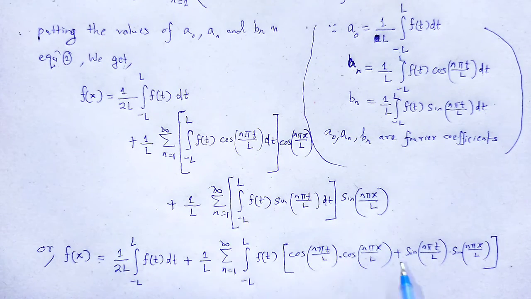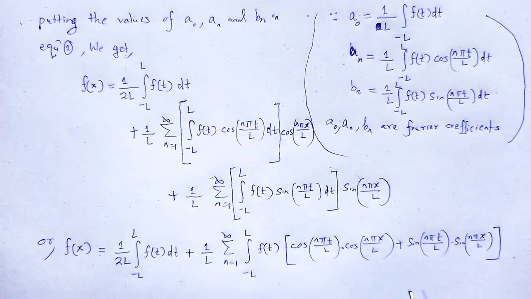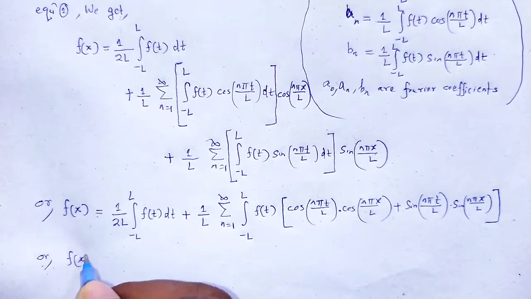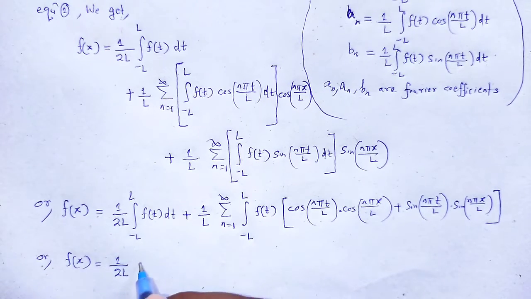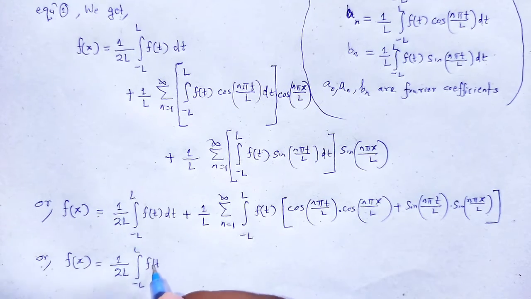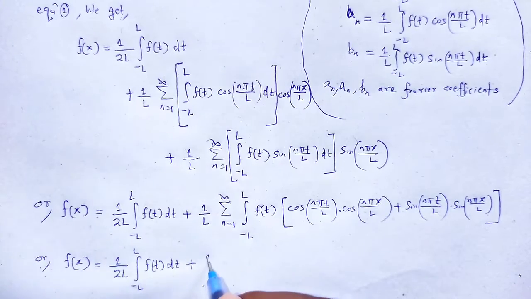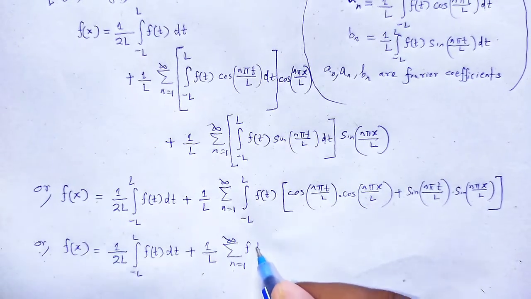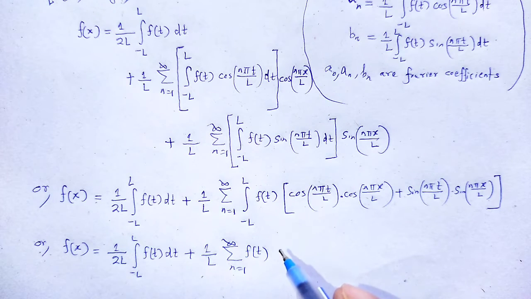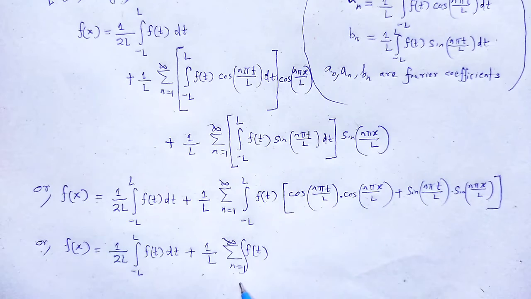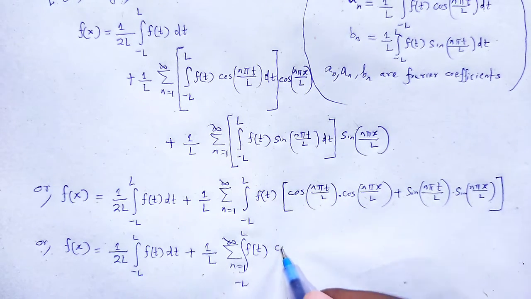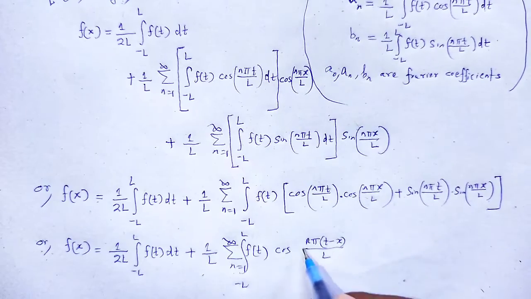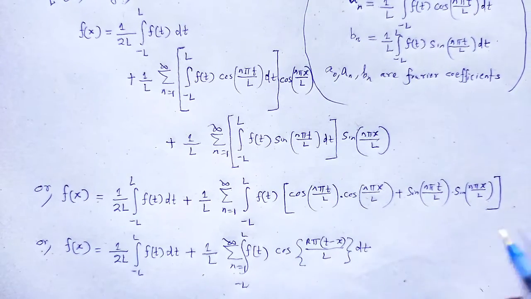The formula cos A cos B plus sin A sin B is cos of A minus B. So f of x is equal to 1 by 2L integration from minus L to plus L f of t dt plus 1 by L summation over n is equal to 1 to infinity integration from minus L to plus L f of t cos of n pi (t minus x) divided by L dt.